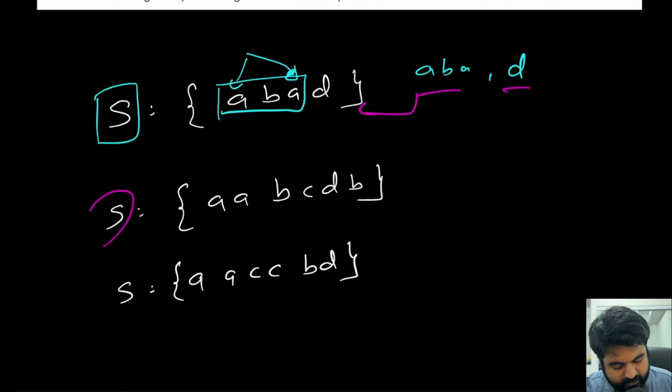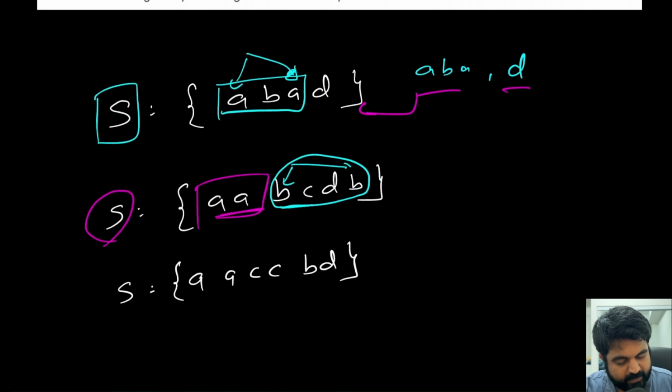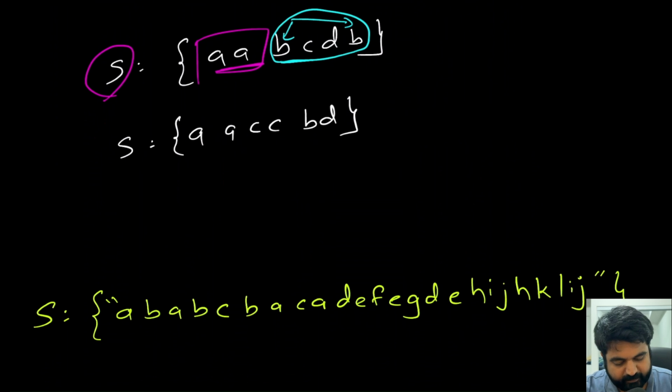Same way for this one, we can create a partition AA because that would fulfill that all the characters of A are present. Then we can create a partition called BCDB because B is present over here and here, so it has to be part of the same partition. Now for this third one, we can create a partition AA. We can also create a partition CC, and then an individual partition called B, and then there would be a partition called D. And this is what we need to return.